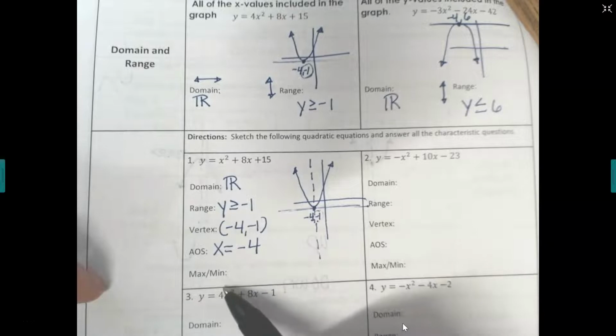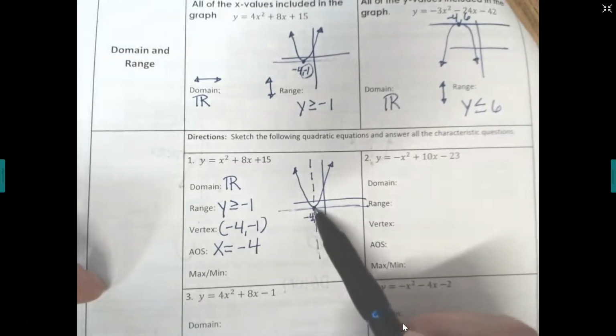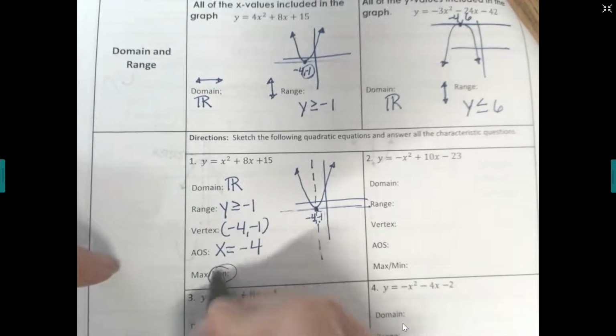And then the final one, is this a maximum or a minimum? Because this opens up, the vertex is the very lowest point, making it a minimum.